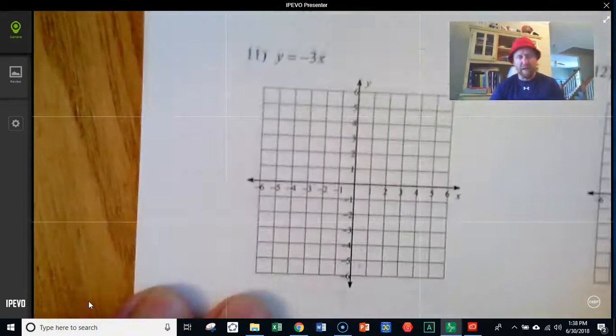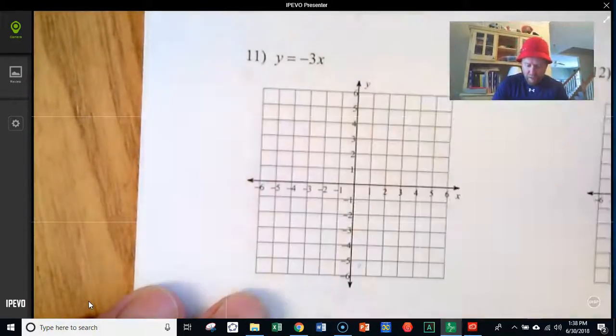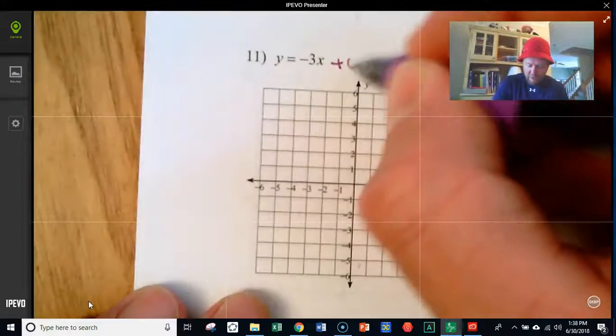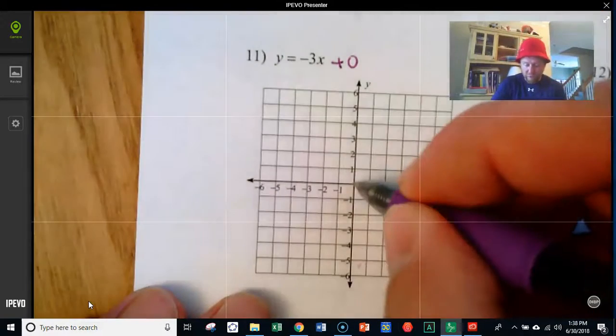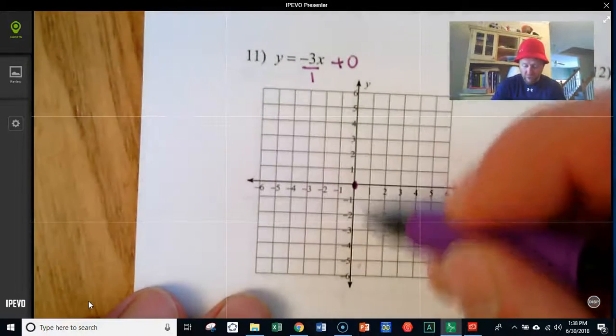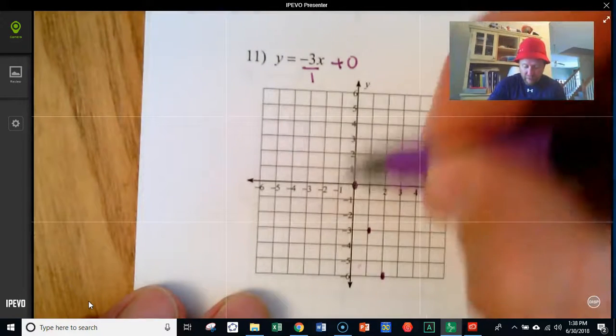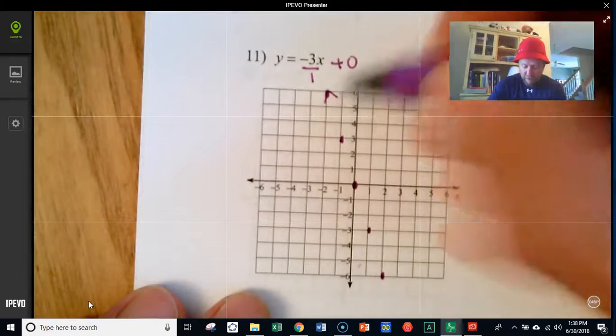Okay, -3x. Well, remember, we could do plus 0 if we wanted to, which means the y-intercept is 0. -3x is the same as -3/1, so we're going to go down 3, forward 1, down 3, forward 1, backing up, backing up.